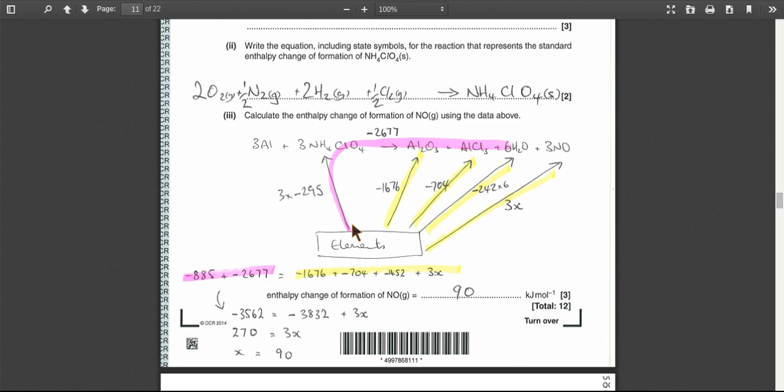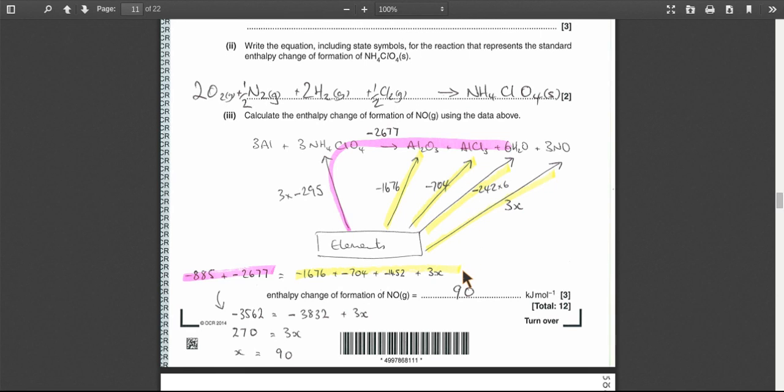So I'm using the two different colours to represent the two routes. So route 1, the pink route, starting with elements, you can make the aluminium, or I haven't explained, there's no arrow there because the enthalpy change of formation for aluminium is 0, because you would be starting from aluminium to make aluminium, so there's no change there, of course. So the pink route is the 3 times the minus 295 plus the enthalpy change for this reaction. And Hess's law states that that equals the sum of the enthalpy changes for the other route. So that's all these orange ones.